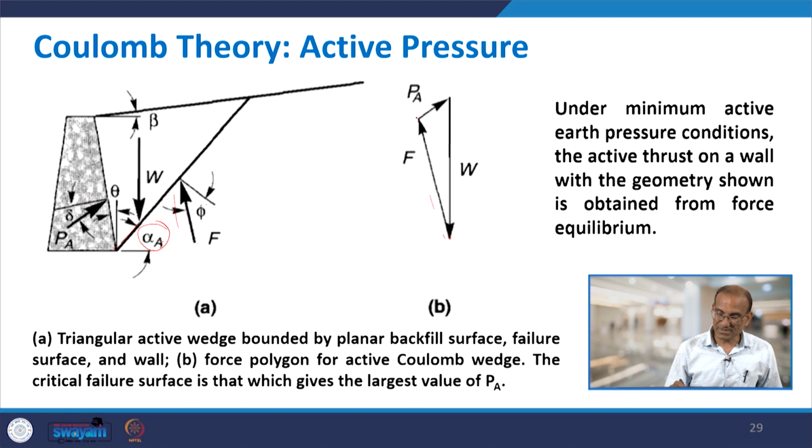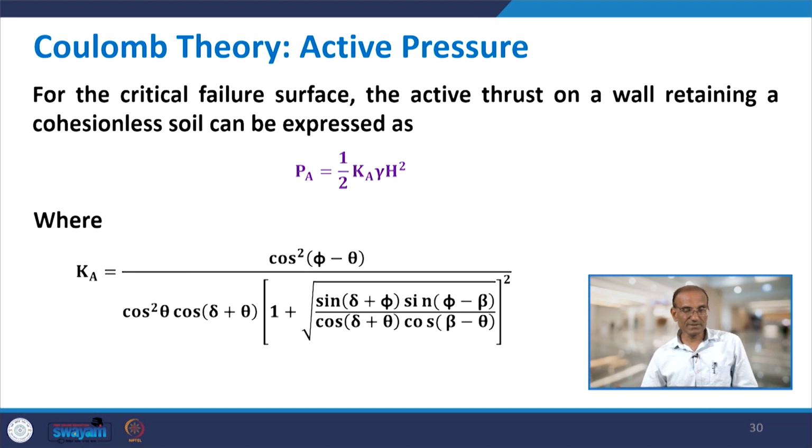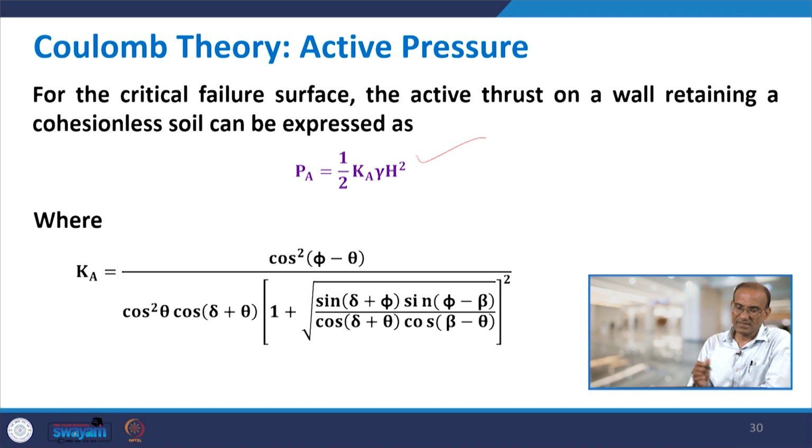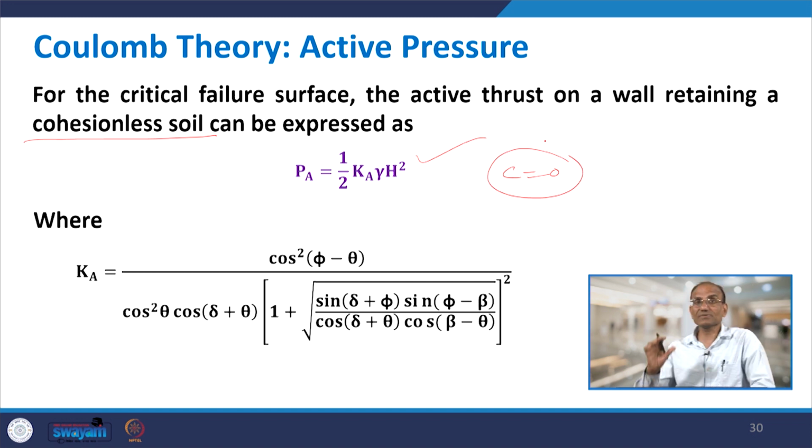If I join from this point to this point, this is the direction of Pa, which is acting here, parallel to each other. How is Pa given here? Pa is given by half K gamma h square. This is exactly the similar equation we discussed, for cohesionless soil, that is C equal to 0. So the equation is the same as in Rankine theory, but what is the basic difference?